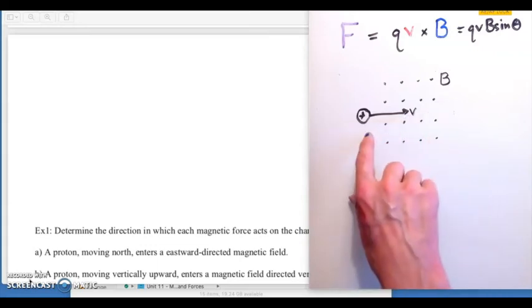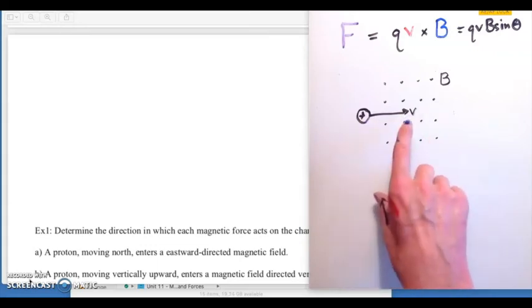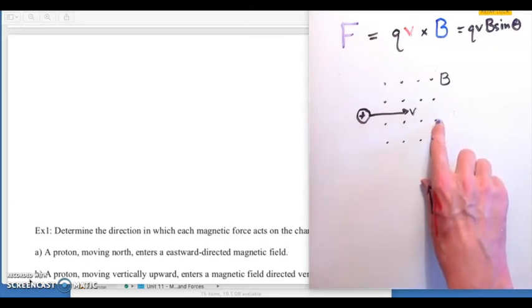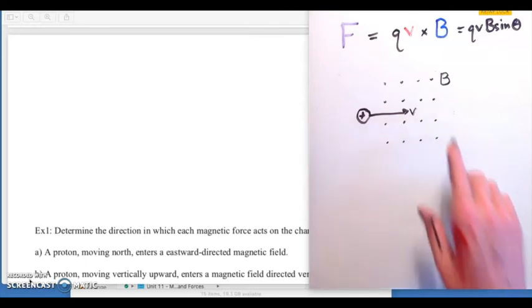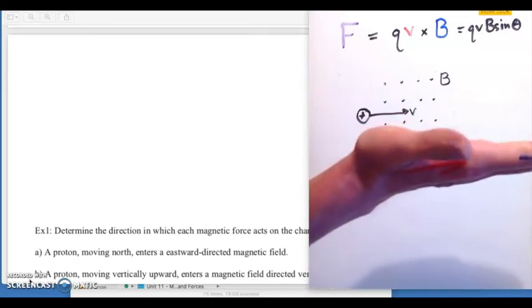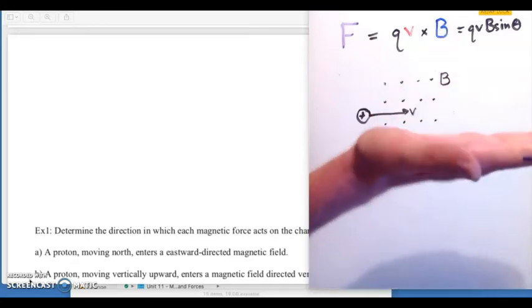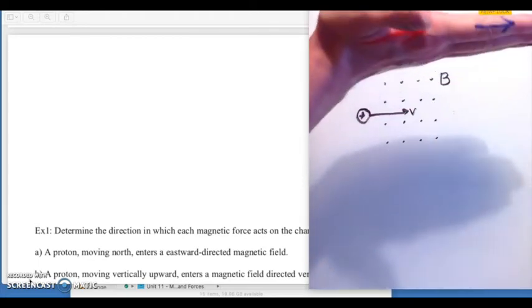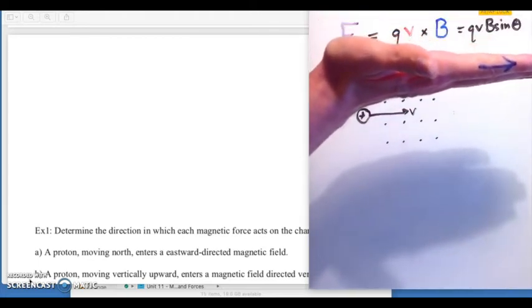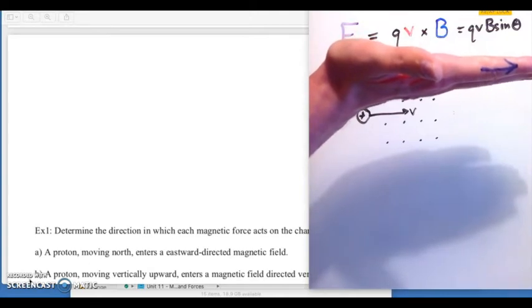If I've got a proton moving to the right into a magnetic field that is pointing out of the board, because that's the point of the arrows, and I want to find the direction of the force on it, then I am going to point my hand like that. See my red arrow pointing in the direction of the velocity. My fingers now I need to curl in the direction of the magnetic field.